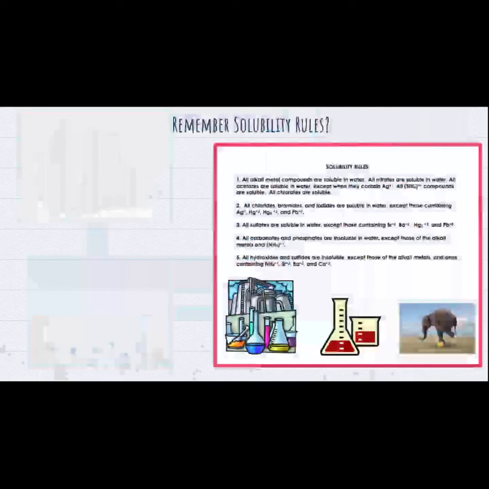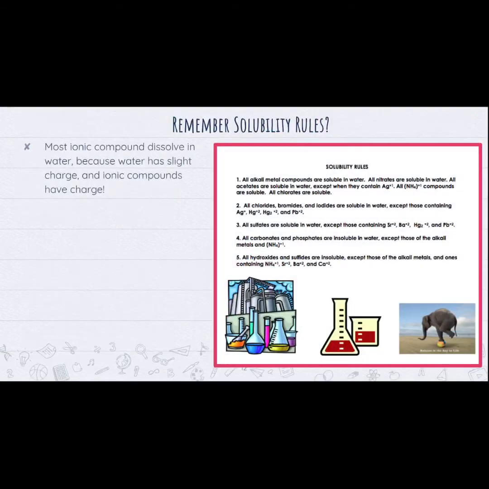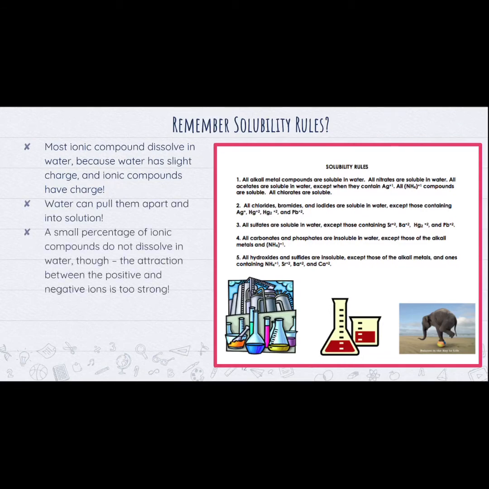Okay, last year we also talked about some solubility rules. Here are those rules laid out for you. Most ionic compounds dissolve in water because water has a slight charge, and ionic compounds have a charge. So remember, likes dissolve likes. If something has a charge, it's more likely to dissolve in something else that has a charge. Water can pull them apart into a solution.